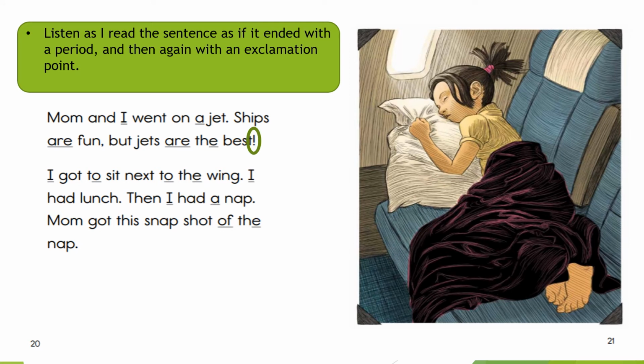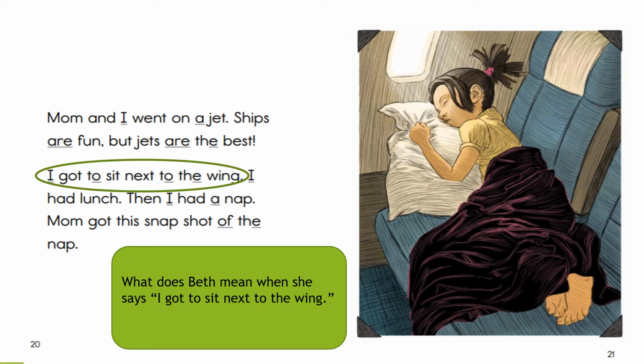Listen as I read the sentence as if it ended with a period. Ships are fun, but jets are the best. Now listen again as I read the sentence with an exclamation point. Ships are fun, but jets are the best! Notice the excitement in your voice as you're talking about the jets. Now, let's take a look at this part of the sentence. It says, I got to sit next to the wing. What does Beth mean when she says, I got to sit next to the wing?